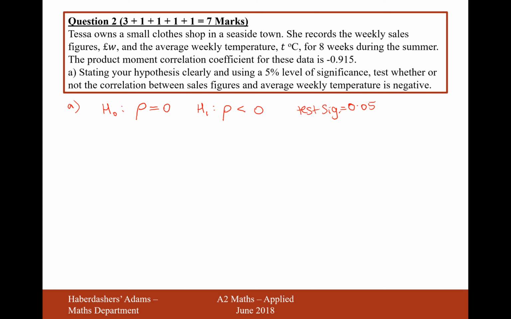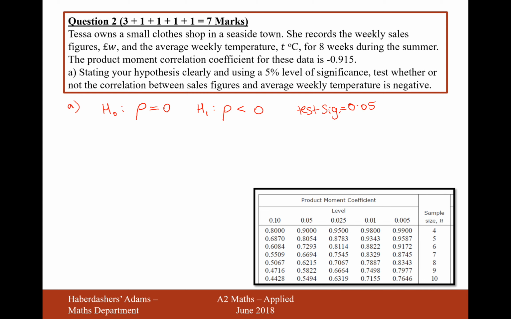Okay, so what we now need to do is go to the formula booklet and go to the product moment correlation coefficient section. We are testing at the 5% significance level, and our sample size here is 8 because Tessa tested for 8 weeks during the summer. So we're going to go across and read the table here, and down and read the table here. So the key value that we're looking for here is 0.6215. Now actually, this product moment correlation coefficient table is for positive correlation and also exactly the same for negative, so you just put a negative symbol in front of all these numbers for negative correlation.